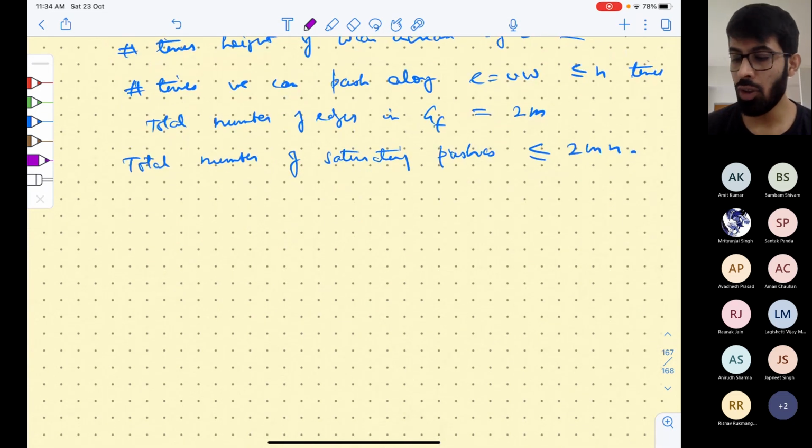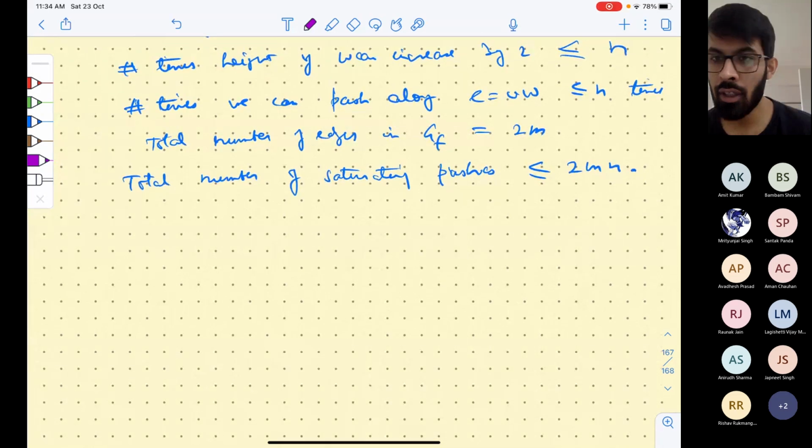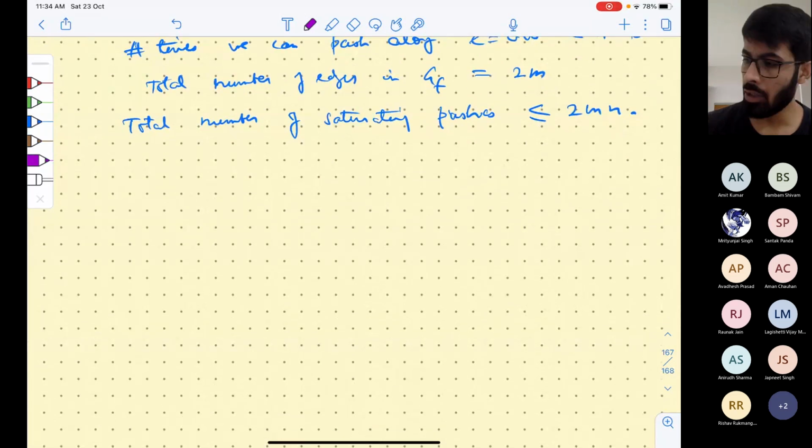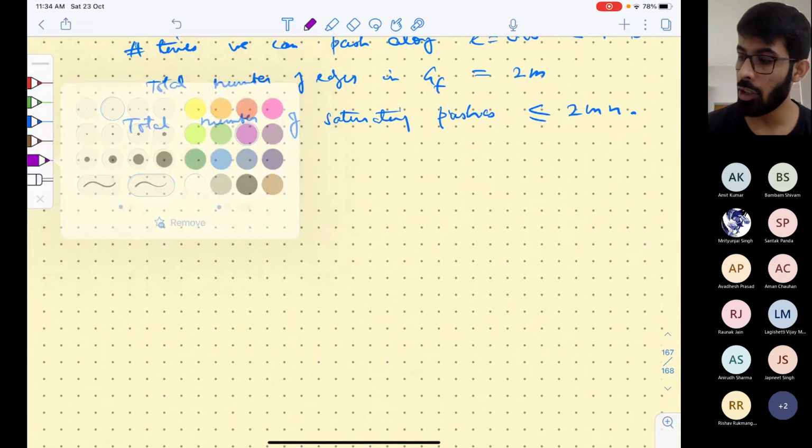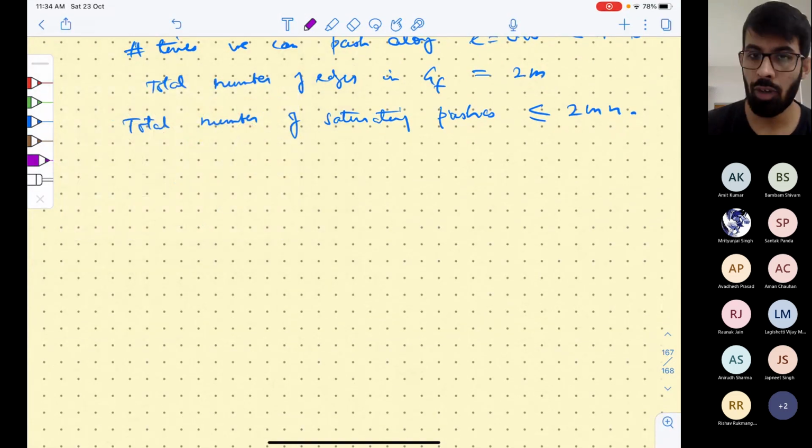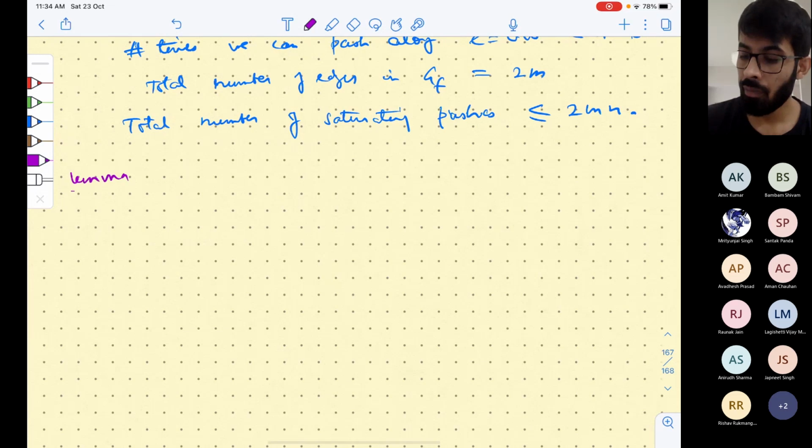Okay. So now the only thing that is left is bounding the number of non-saturating pushes. This fixes the saturating pushes part, and now we have to talk about the number of non-saturating pushes.